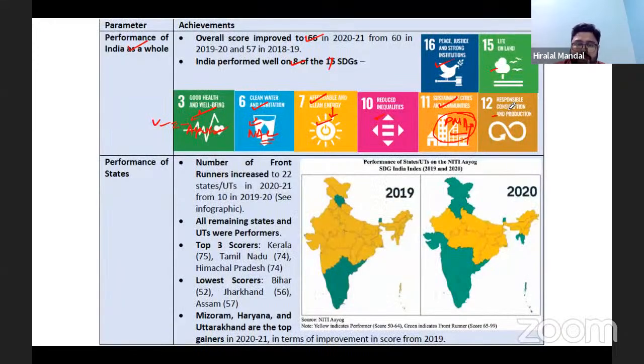Now, when it comes to the states, you can see the states' performance on the screen. Some of the states have done reasonably well, but you can see it is the Bimaru states again that are not among the performers. Look at the scores in some of the Bimaru states. Look at Bihar. Bihar is still lagging with 52, Jharkhand 56, and Assam with 57.